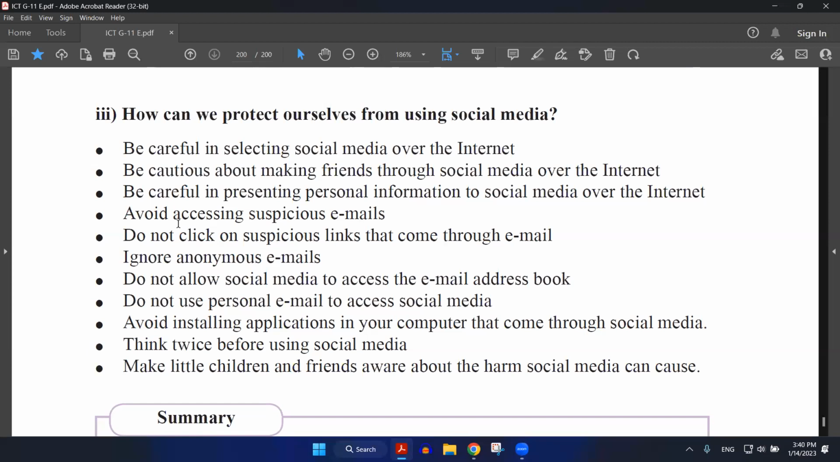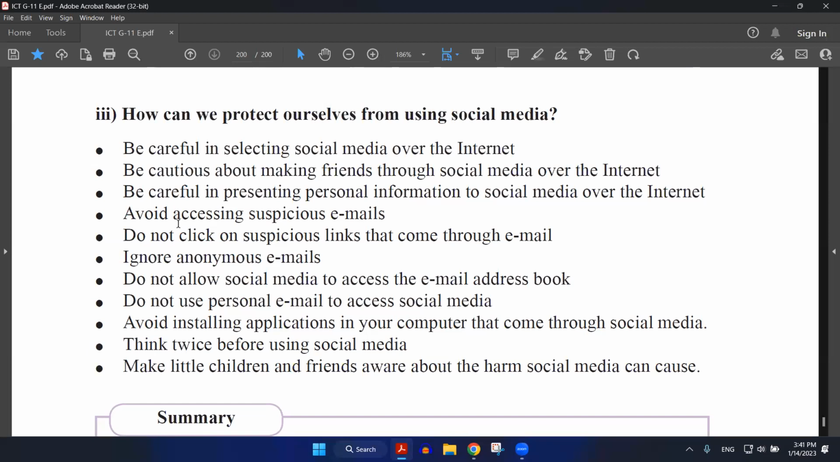And avoid accessing suspicious emails. Even in the internet email lesson we talked about this. We should not click on links that come through email, or through any instant messaging service. And it's good to ignore anonymous emails. We don't know what kind of content we are going to receive through that. Maybe it can be a virus, maybe it can be some other malware, right?